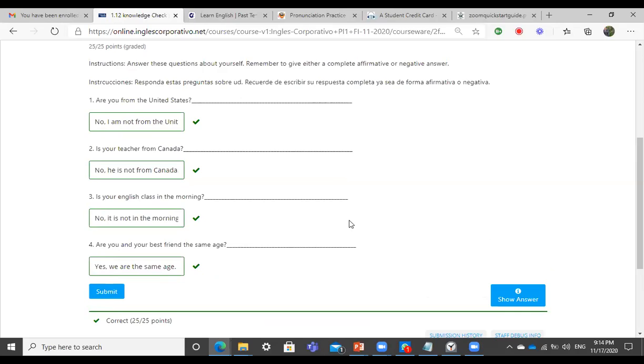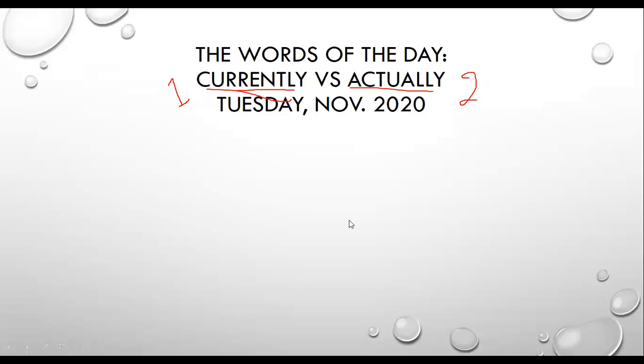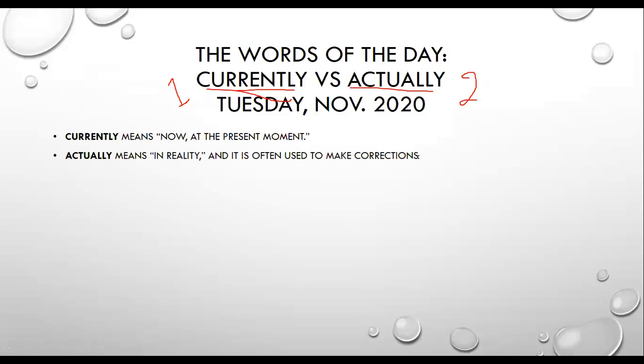And here we go. So the words of the day in here are currently versus actually. I'm pretty sure everyone knows how to use this, but this is just a review. Solo es un repaso. Sometimes when we are just beginning to learn English, we tend to confuse and mix these two words. Currently means now, at the present moment. Actually means in reality, and it's often used to make corrections.